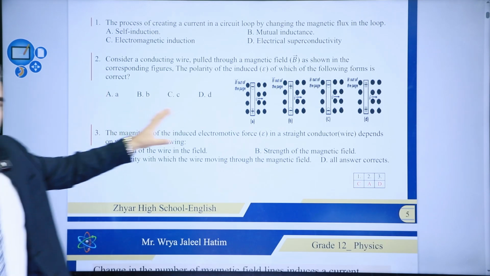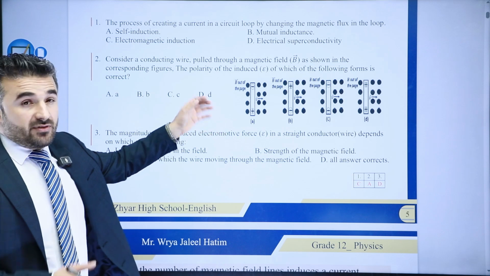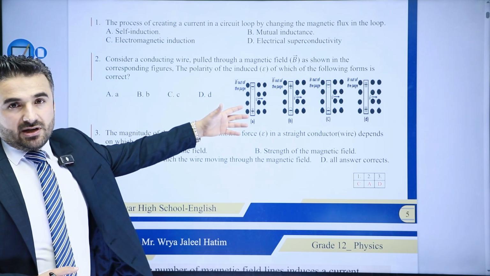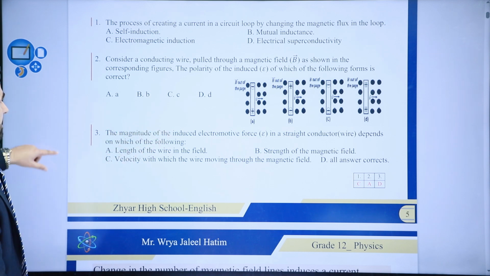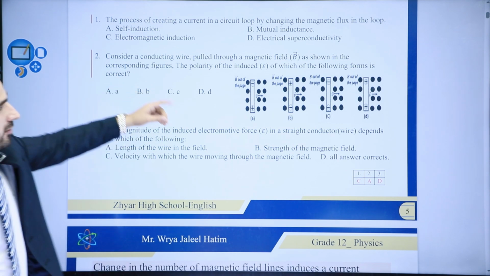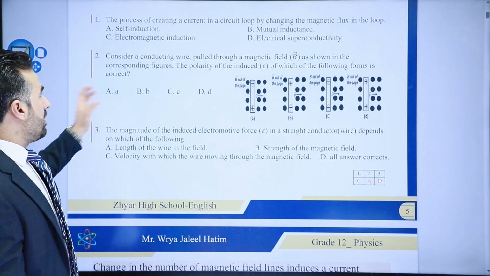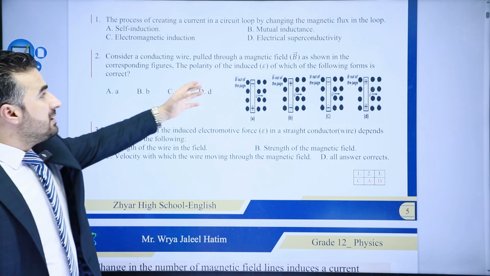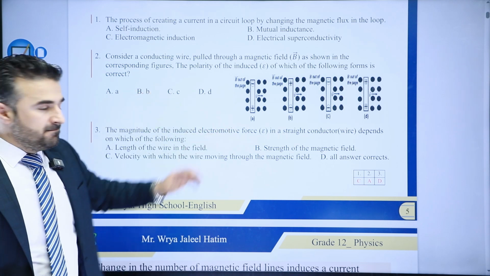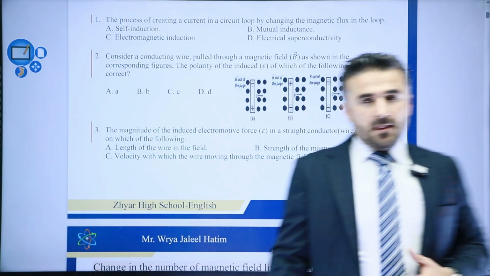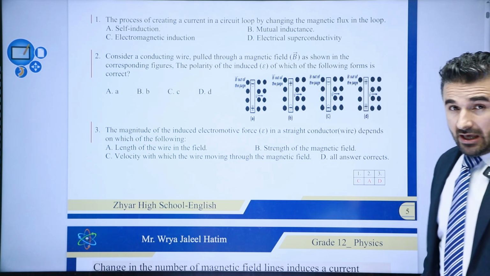All right, what about this one here? This is also one of the very important questions, and of course one of the recent past questions, you can say past paper questions. It says: consider a conducting wire pulled through a magnetic field B as shown in the corresponding figure. The polarity of the induced electromotive force of which of the following forms is correct?